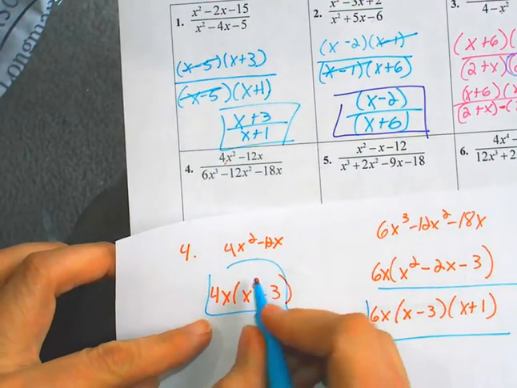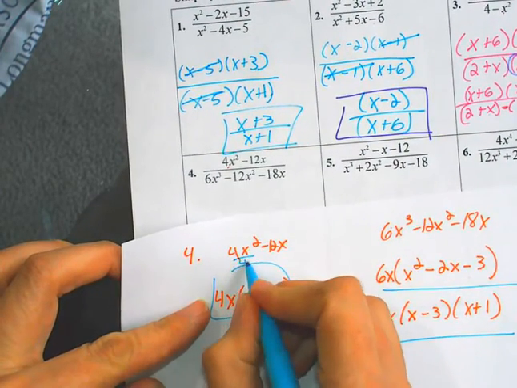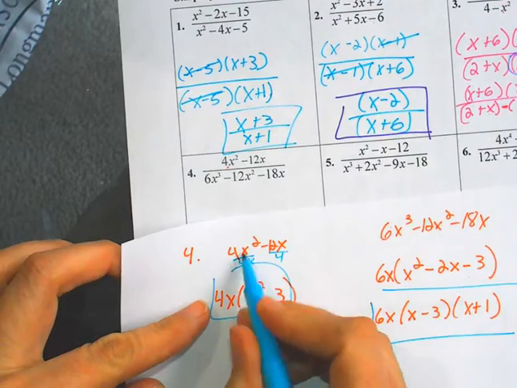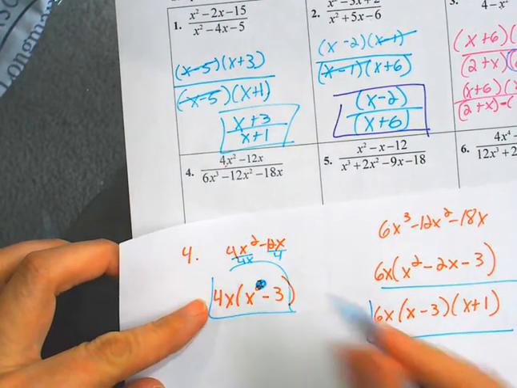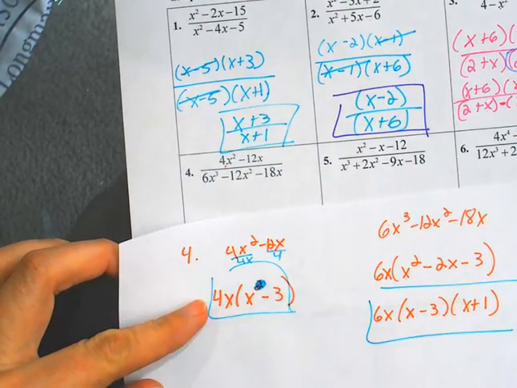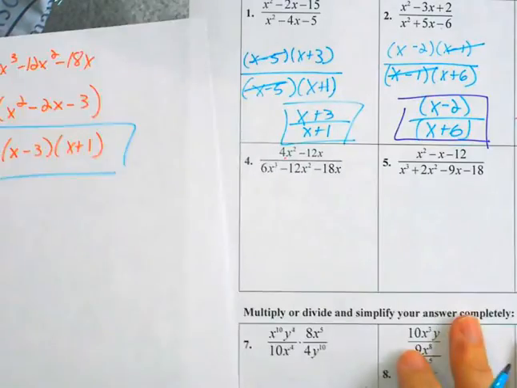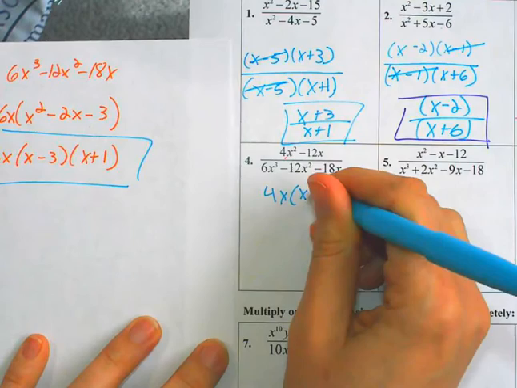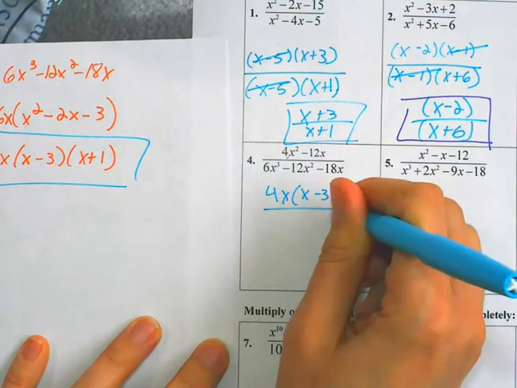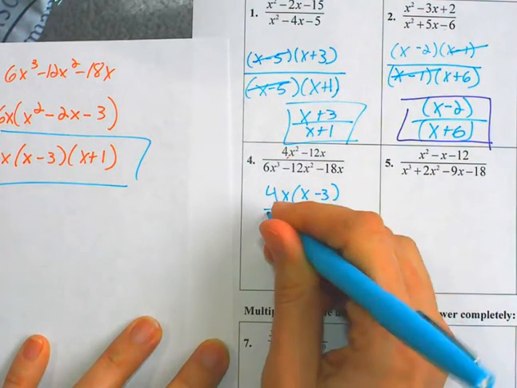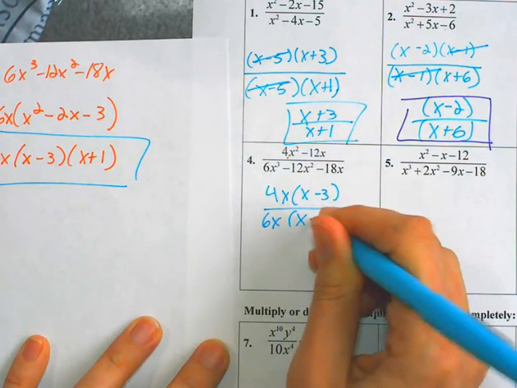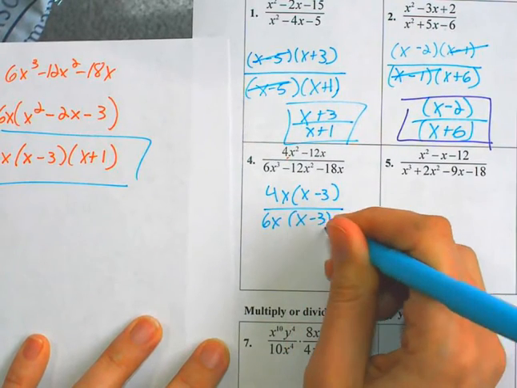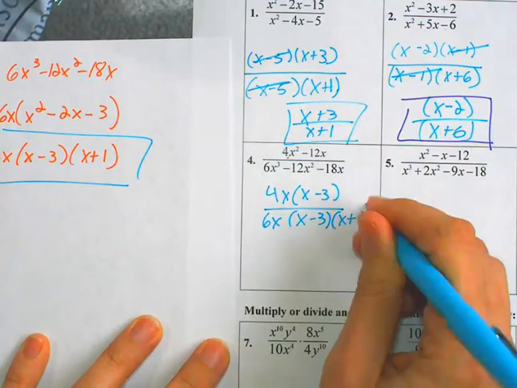Oh, I made a mistake here. This is divided by 4x, divided by 4x. So that's going to leave me just with x, not x squared. All right, so let's rewrite that. I have 4x, x minus 3 is my numerator. And then I have 6x, x minus 3, x plus 1.